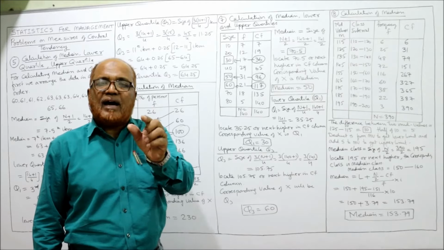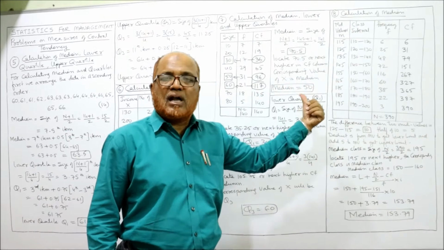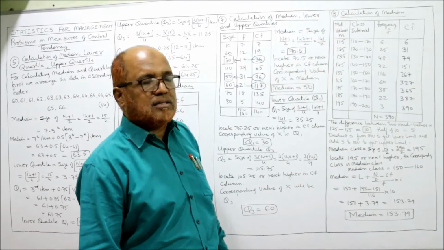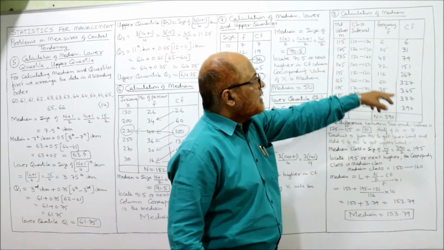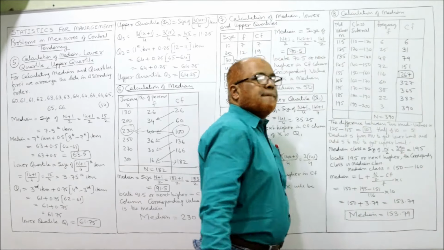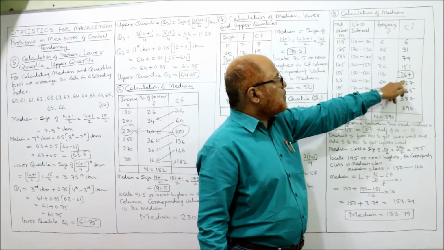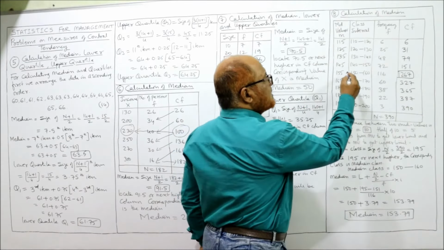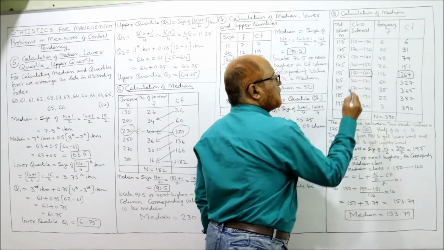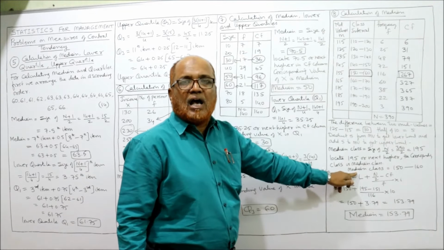Locate 195 or next higher in CF column. The corresponding class is the median class. So 195 or next higher is 267. The corresponding class is 150 to 160. 150 to 160 is called the median class.